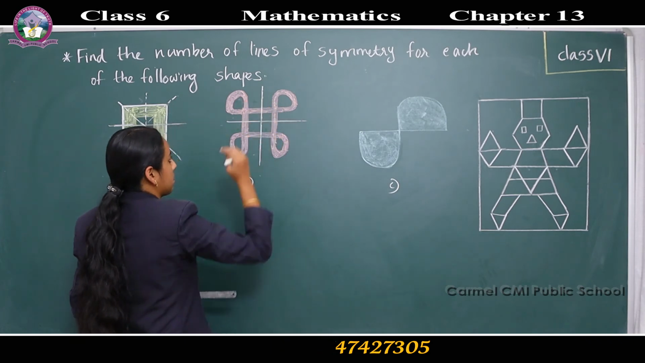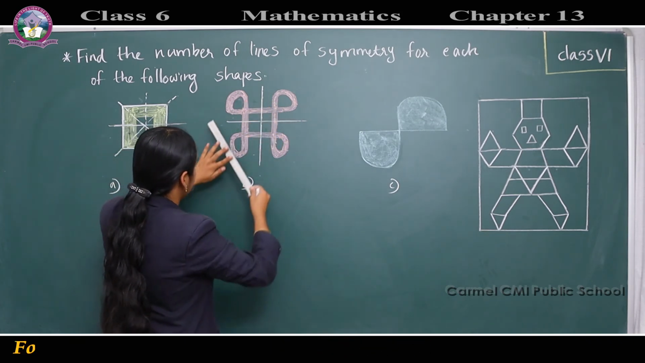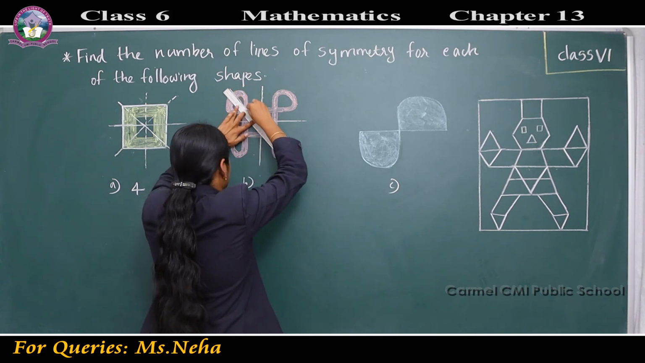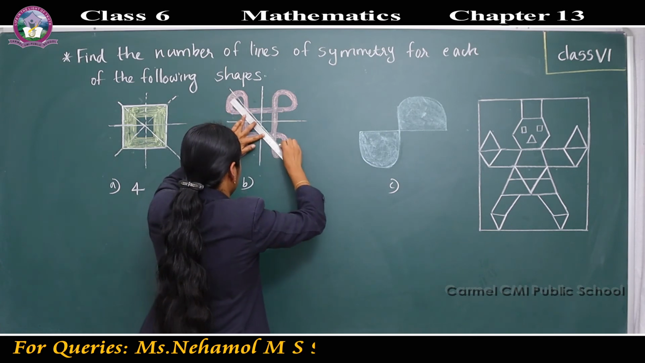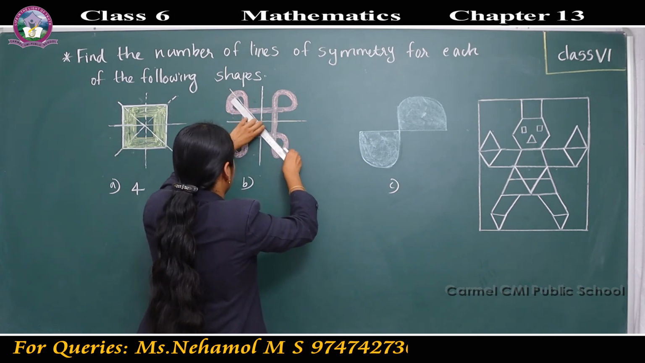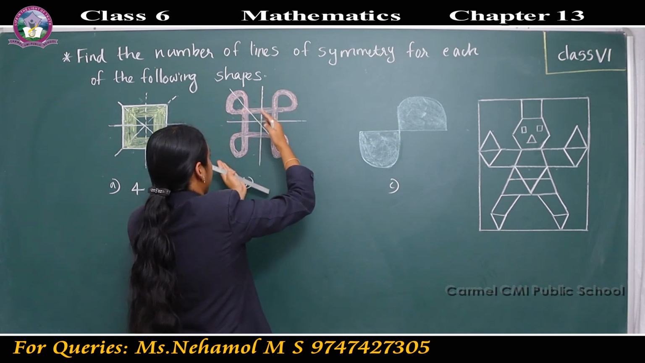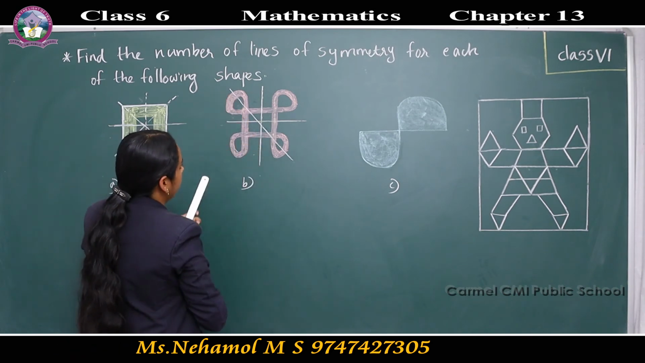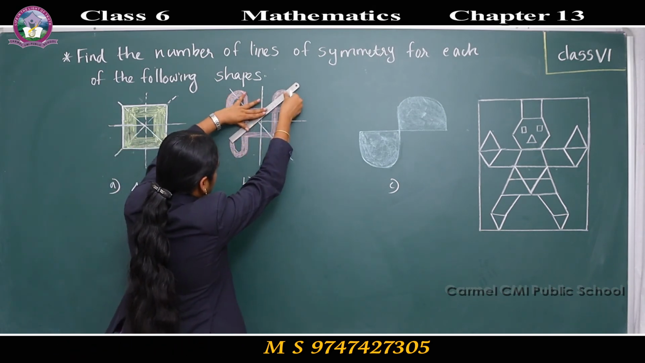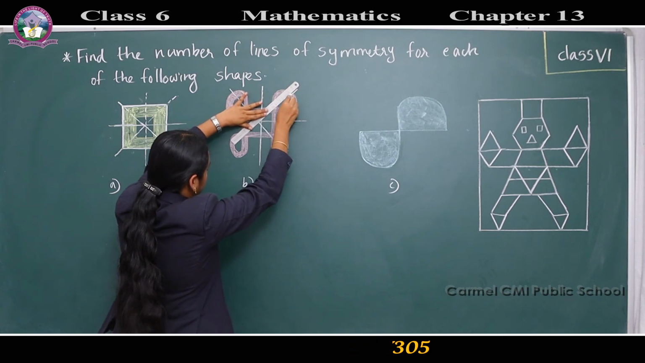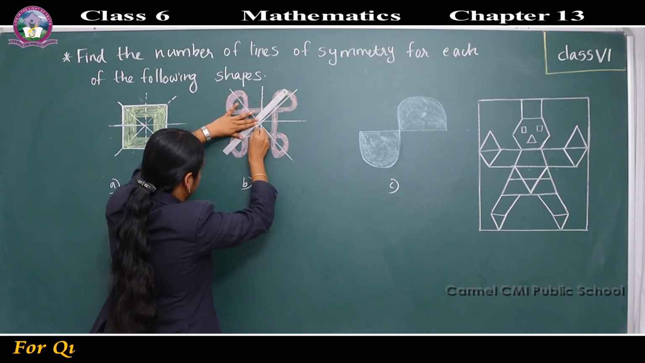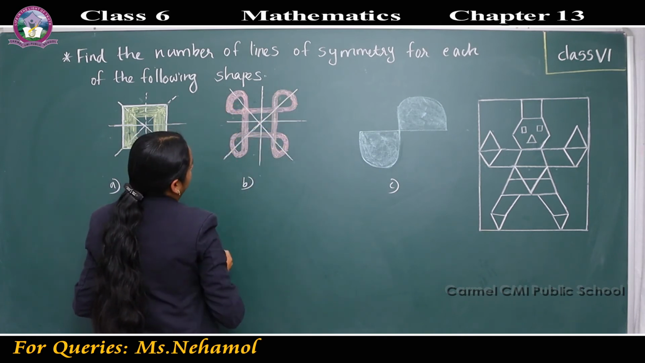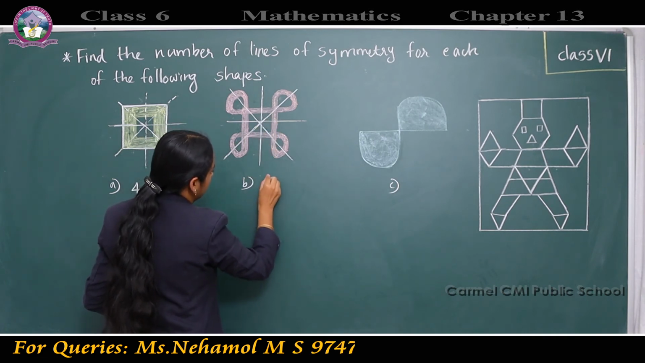Then this part and this part are also identical. Then we can draw diagonal-wise also. If we fold the figure this way, then this part exactly overlaps the second part. Then this way. So for this figure also there are 4 lines of symmetry.